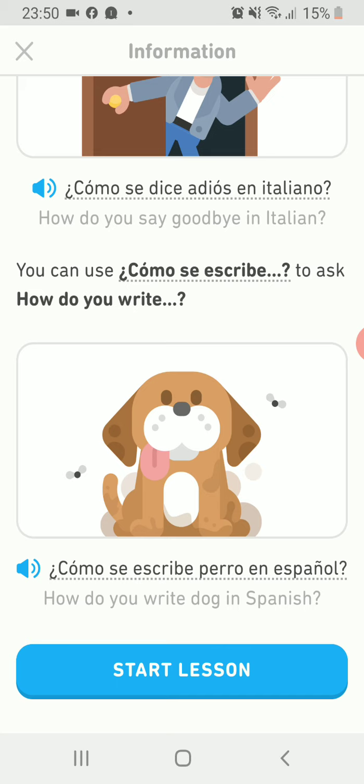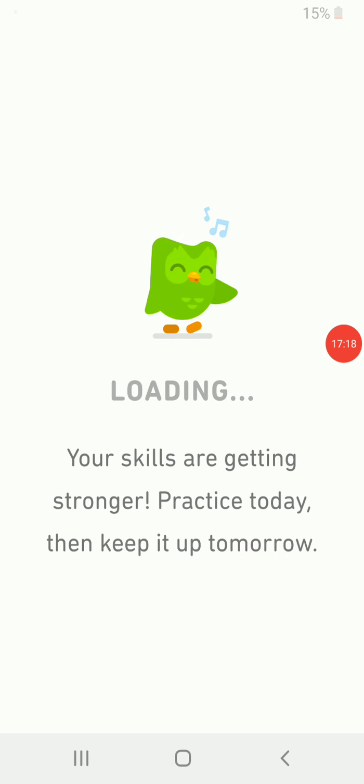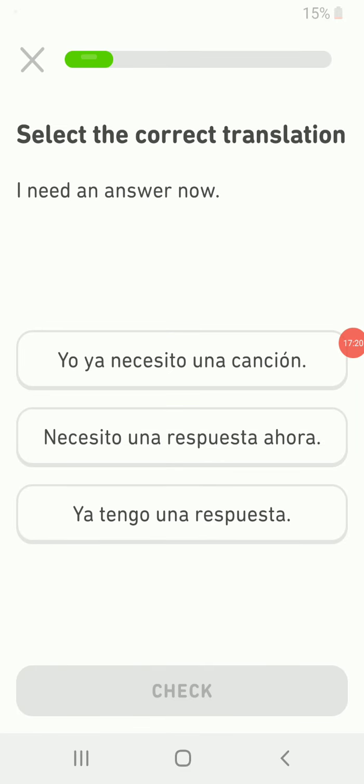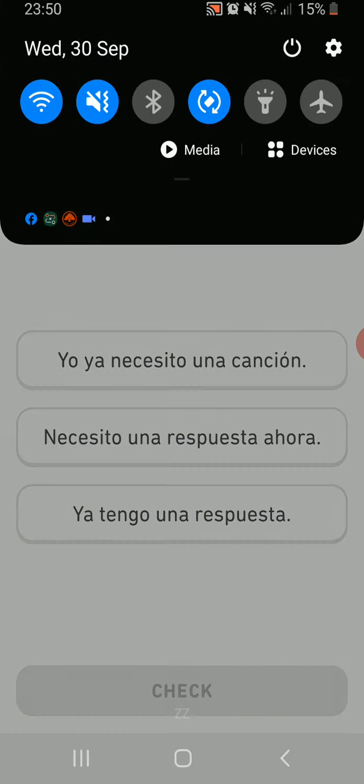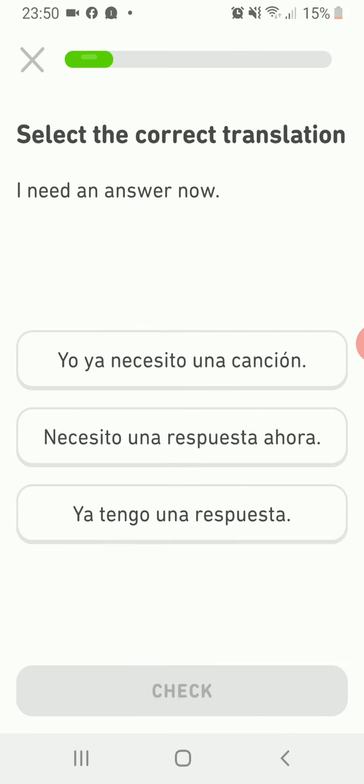P-E double R O. Okay, enough of this. Let's do one exercise. I think I will stop, but the good thing is that today I did some exercises. Just one moment. I still have 10 minutes, looks like, before midnight, I mean.